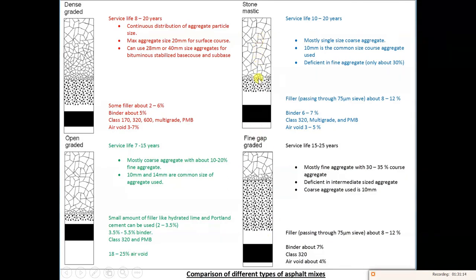Stone mastic asphalt is actually another version of the fine gap graded asphalt. The only thing is that the proportion of coarse aggregate is much more, compared to the gap graded, which has much less coarse aggregate. So it has a good strength. It has a good amount of coarse aggregate, and then it has a lot of bitumen, a lot of filler, a reasonable amount of fine aggregate. So there's a good strength from the bitumen binder mixture, and a good strength from the big aggregates which provide the mechanical interlock.